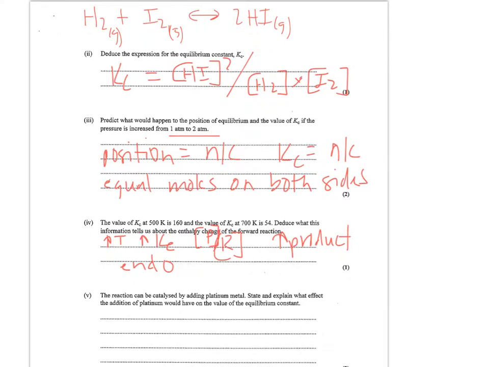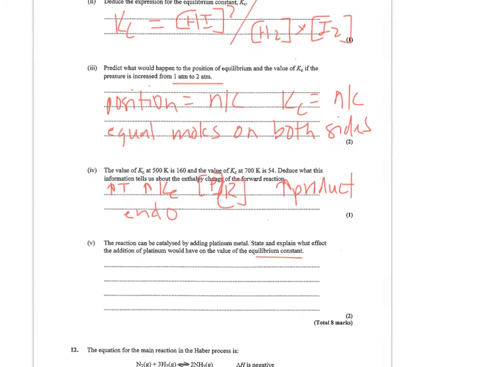The 5th part of the question says the reaction can be catalyzed by adding platinum metal. State and explain what effect the addition of platinum would have on the equilibrium constant. And I'm just going to take a look at how many marks this is worth. It's worth 2, as they often are, because they want you to not only indicate that Kc is not going to change, but the reason why is because a catalyst affects rate only. It affects the forward and reverse reaction equally and does not affect the amount of product made or the yield.